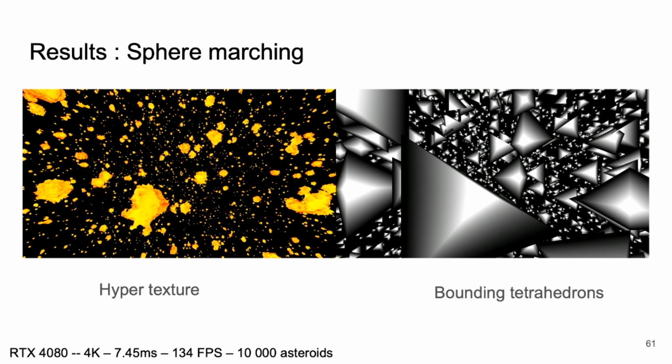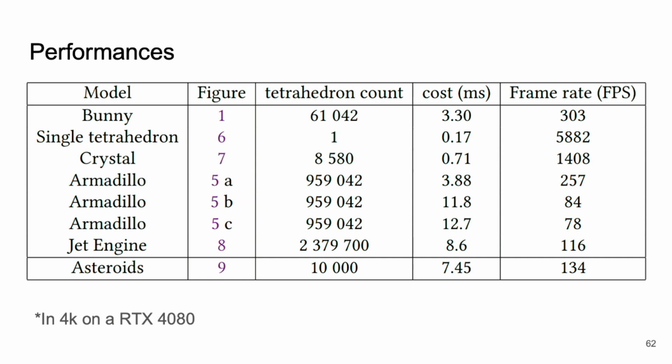And finally, I mentioned earlier that we can do marching with our method. Here is an example. I didn't put the video because encoding was a bit shaky on this one. So here you have 10,000 asteroids that are computed using a hypertexture each. And each of them is bounded by a tetrahedron, and so we compute each asteroid within the bound of the tetrahedron here.